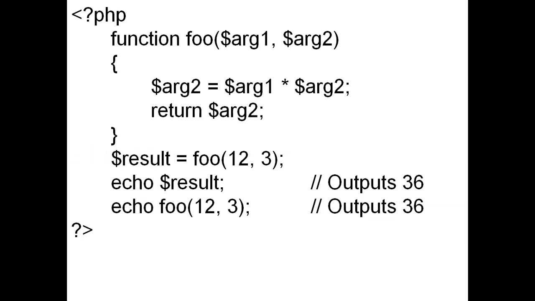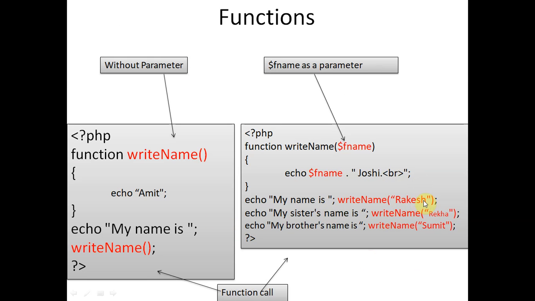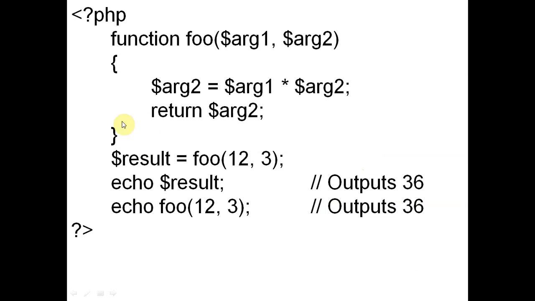Now you can see another program. In the previous program we were passing a string as an argument. Here in the next program we are passing two integer variables. 12 and 3 are the integer values, and 12 is transferred to arg1 and 3 is transferred to arg2. So you can see here we have this function foo. Inside this function we have two arguments, two variables. The first variable is arg1, and the second variable is arg2.